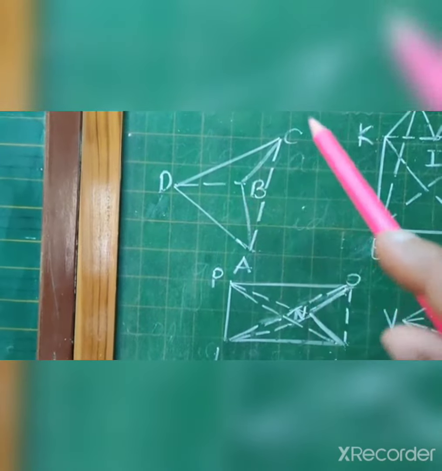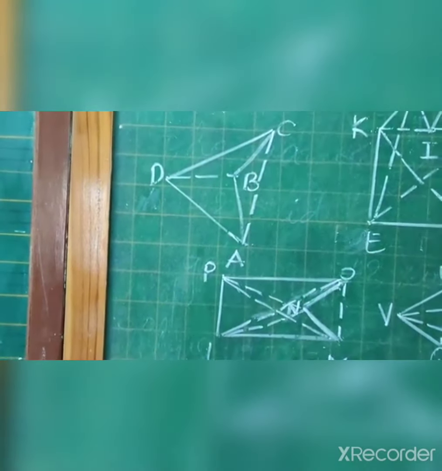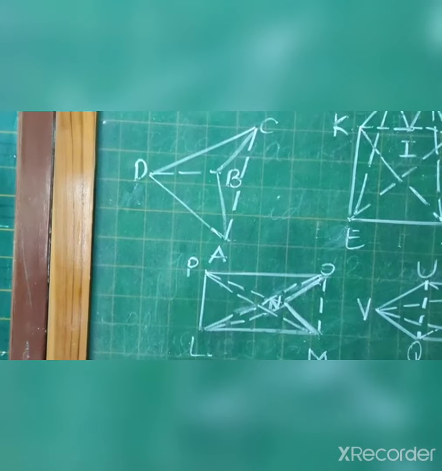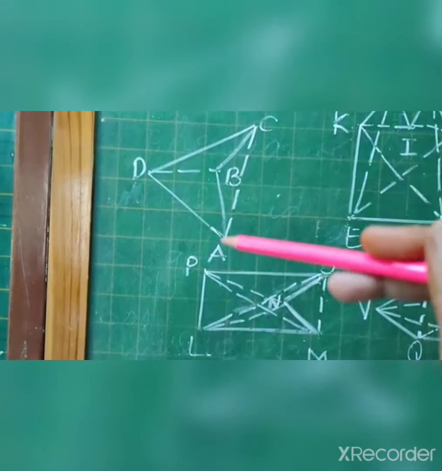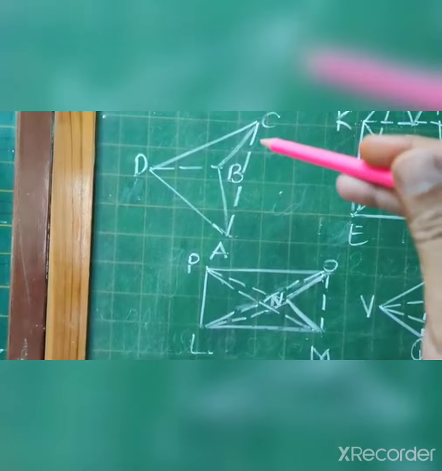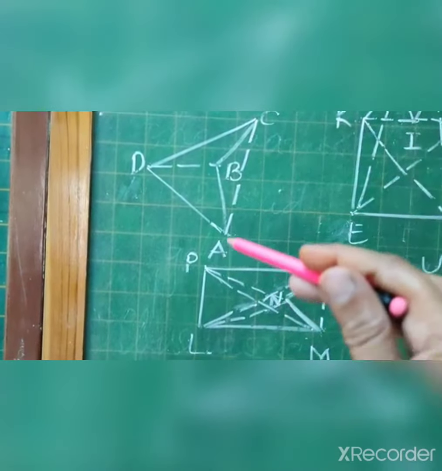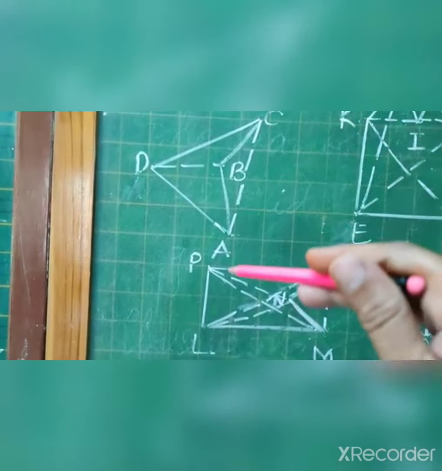A, B, C, D. Consequent points you will not take. After A, B comes, you will not take. A to C is outside the polygon. The diagonal is outside the polygon, so it is convex.